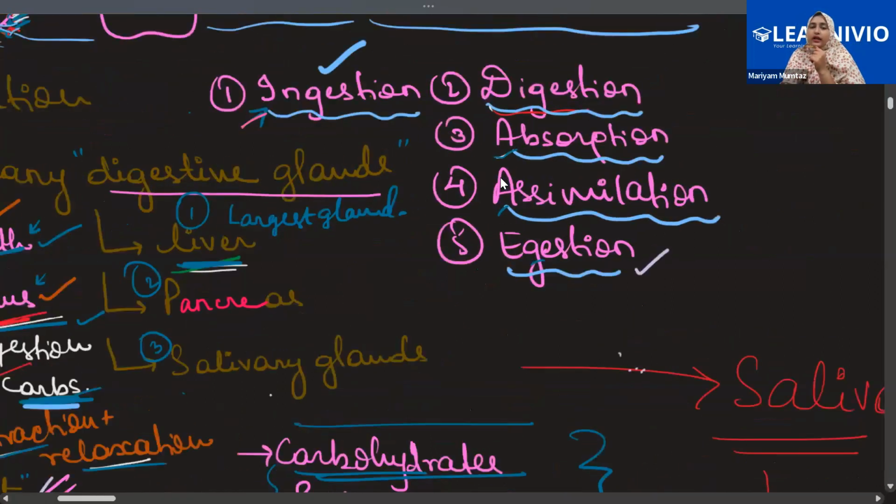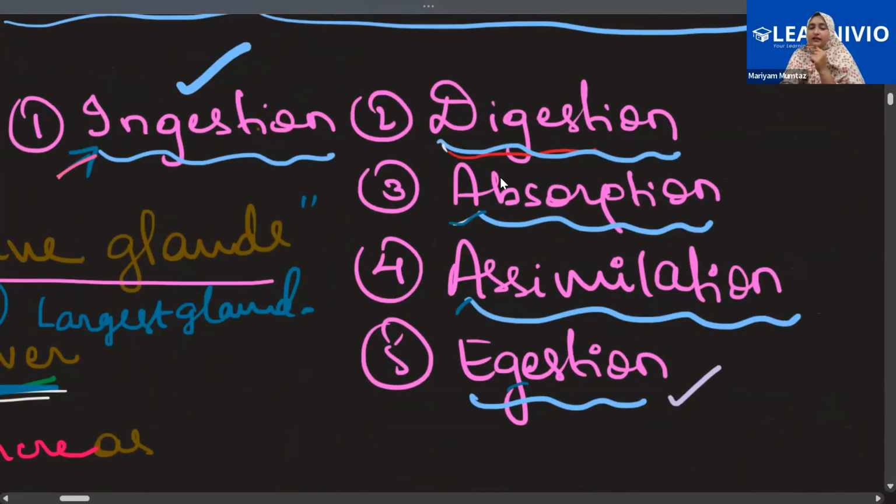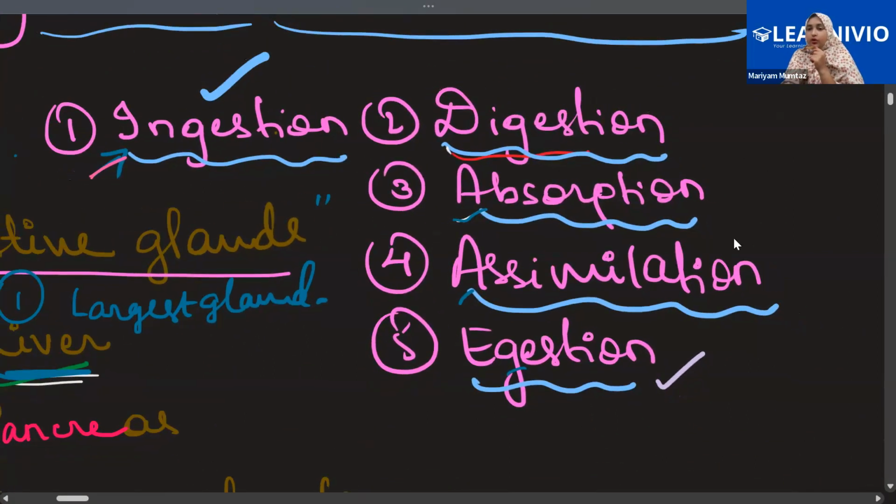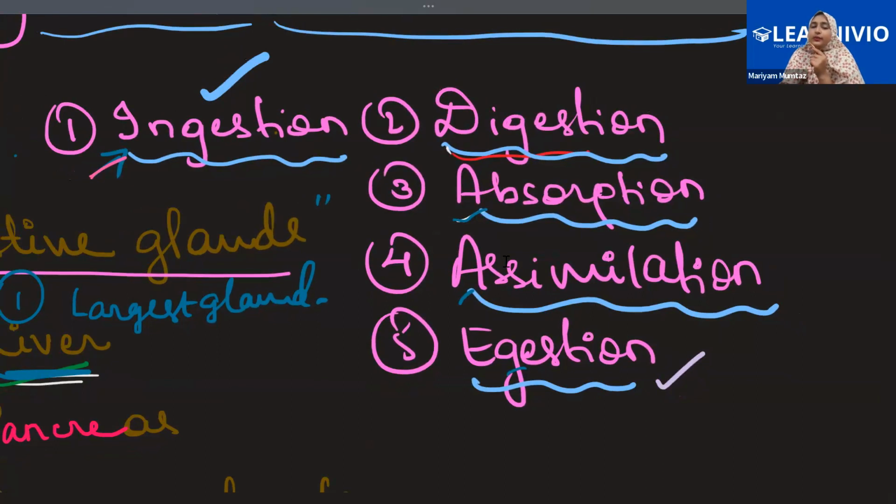Now moving forward, talking about the steps in the nutrition of us, meaning the holozoic mode of nutrition. It starts with ingestion. What is the meaning of ingestion, students? Does anyone know? Ingestion. Taking in food. Correct. Exactly. Very good. Taking in of the food is termed as ingestion, right? Whenever we eat, that is ingestion.